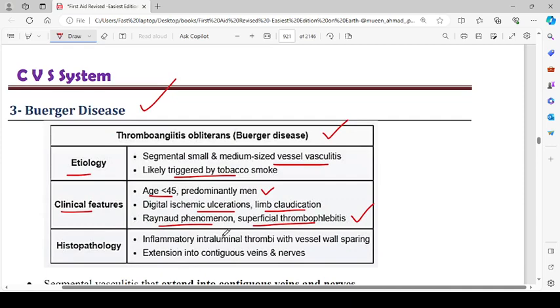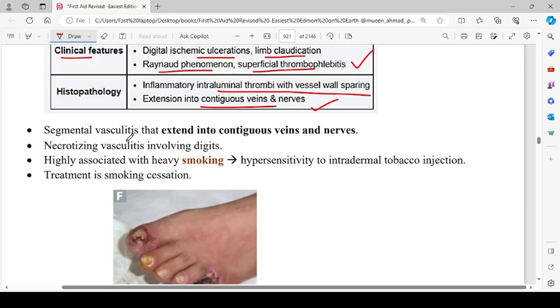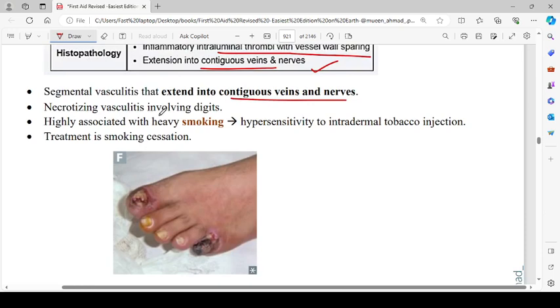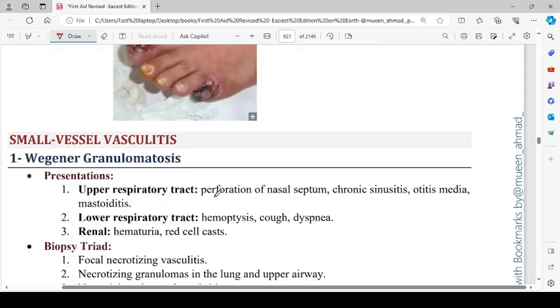Histopathology will show inflammatory intraluminal thrombi with vessel wall sparing and extension into the contiguous veins and nerves. Segmental vasculitis that extends into the contiguous veins and nerves. Necrotizing vasculitis involving the digits. It is highly associated with heavy smoking, hypersensitivity to intradermal tobacco injection, and treatment is smoking cessation. So here you can see it.